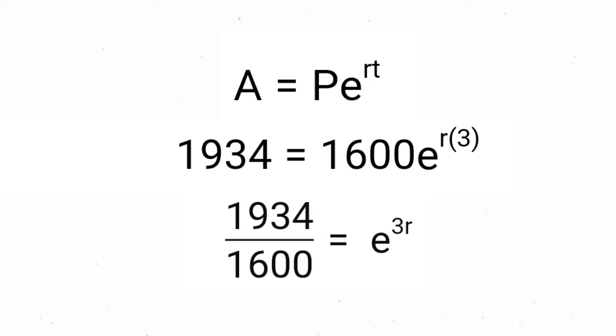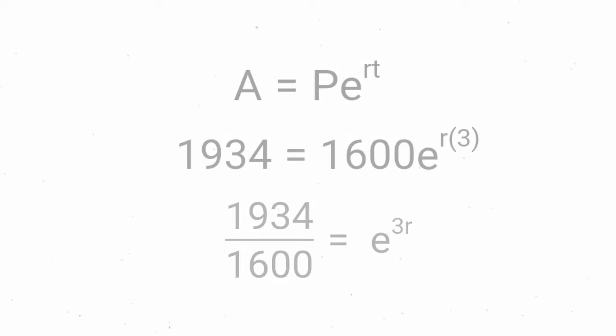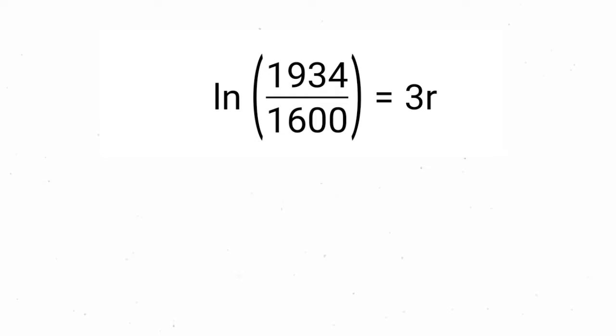We have to divide 1,600 on both sides of the equation, so it will be 1,934 over 1,600 equals e raised to 3r. Then we'll take the logarithm on both sides, and we'll have ln of 1,934 over 1,600 is equal to 3r. Next is to divide 3 on both sides of the equation, so that the 3 on 3r will be cancelled and r will remain.